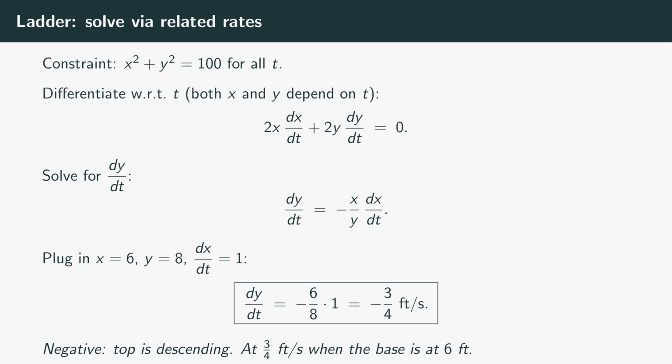Substitute. Minus 6 over 8 times 1. That simplifies to minus 3/4. The top of the ladder is descending at 3/4 of a foot per second when the base is 6 feet out. The negative sign is correct, y is shrinking. The magnitude, 3/4, is the speed.